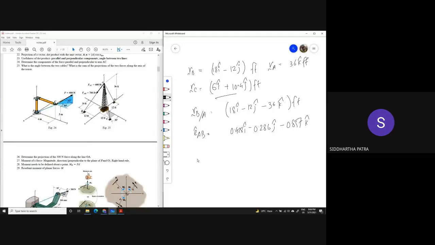Okay. And then the position vector of C with respect to A, there you have 6 plus 10.4 minus 36 K feet. So 3 plus 1 plus 3 plus 1. Okay. So this is going to be different. So how much is this one?